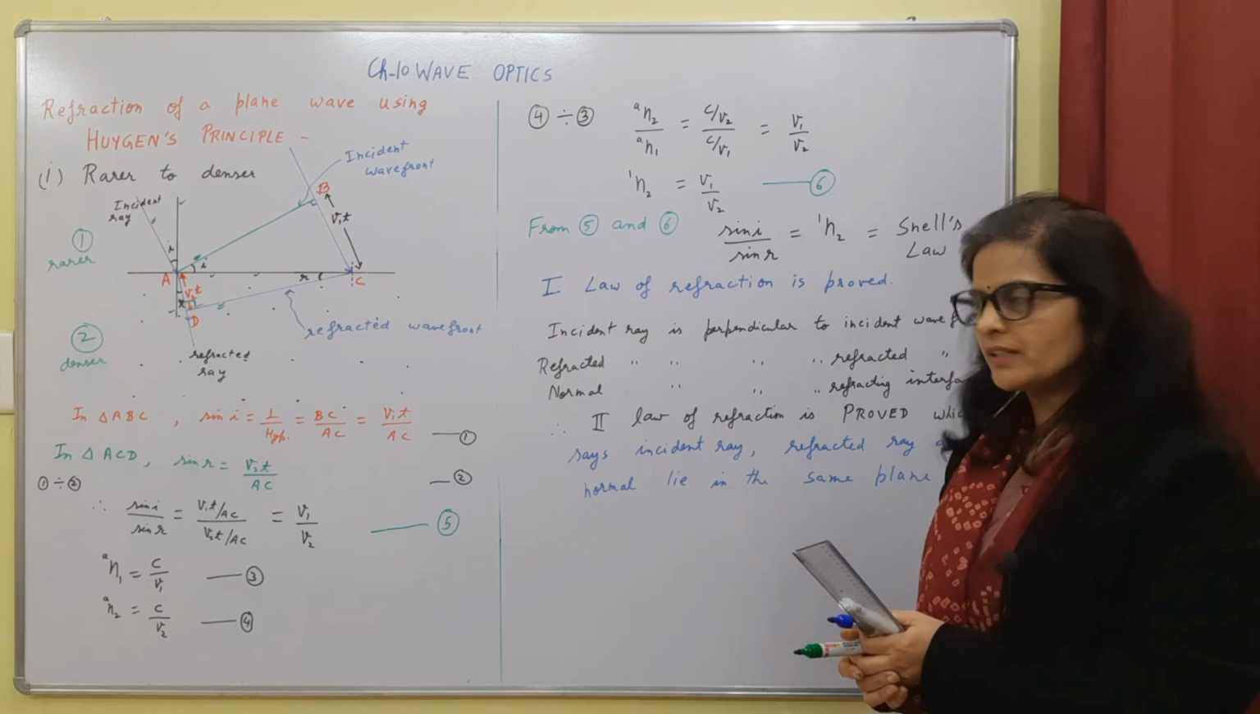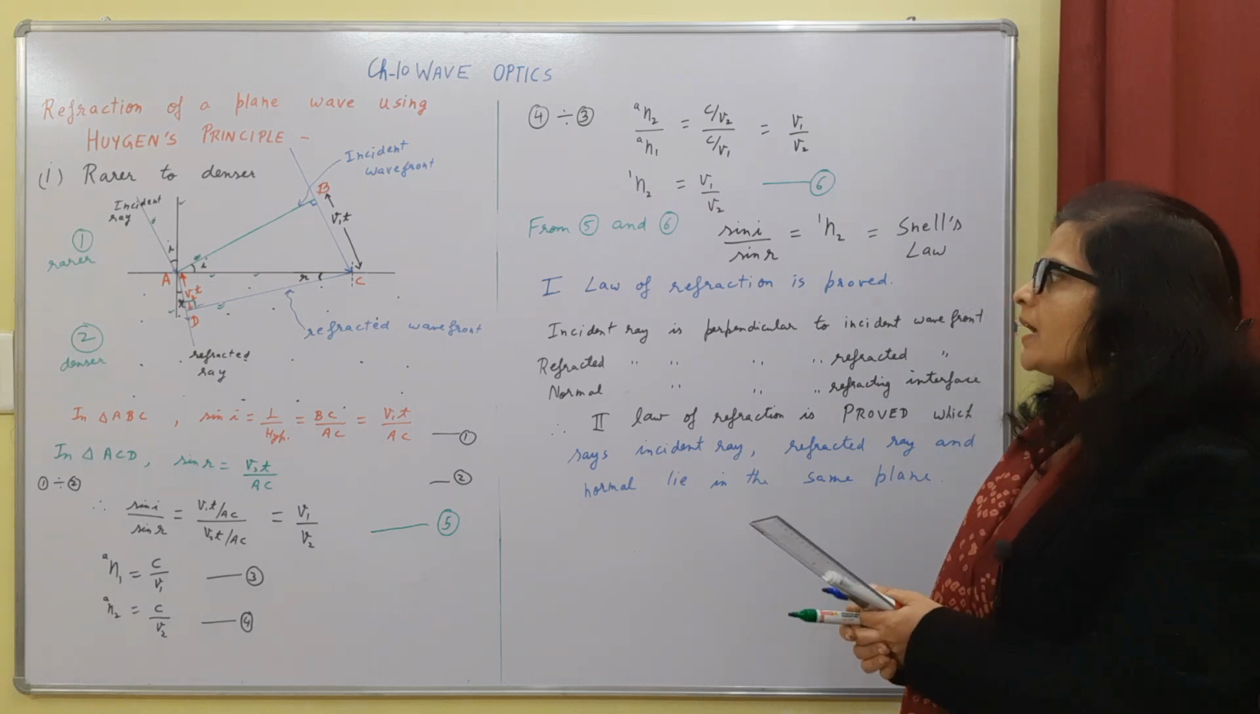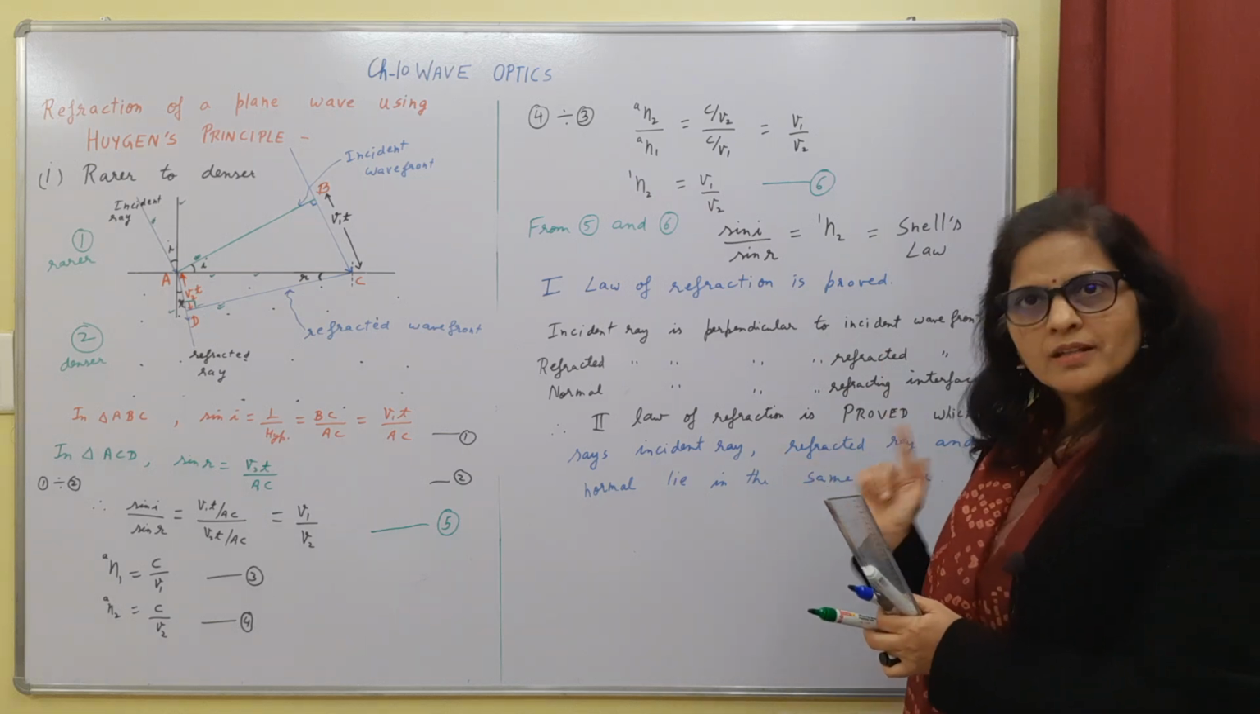So this was all about the verification of the laws of refraction when a wavefront is moving from rarer to denser medium. We can prove this for denser to rarer medium case also. Everything will remain the same except the diagram, right?